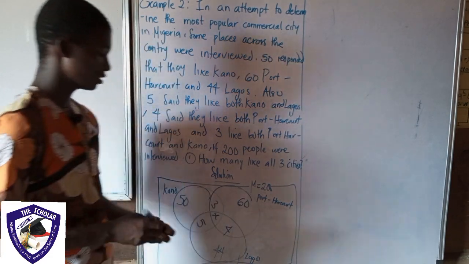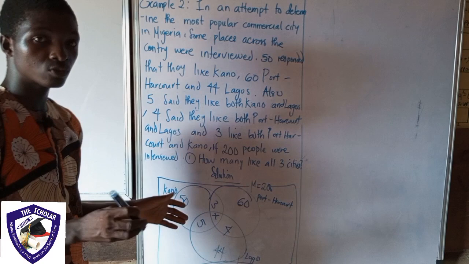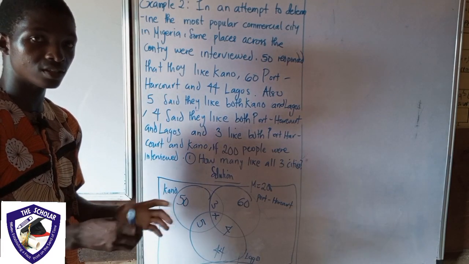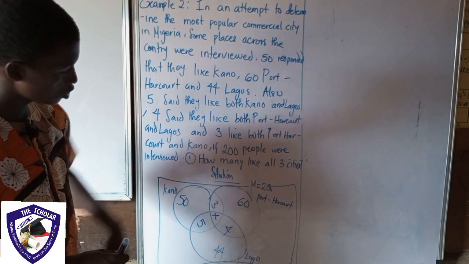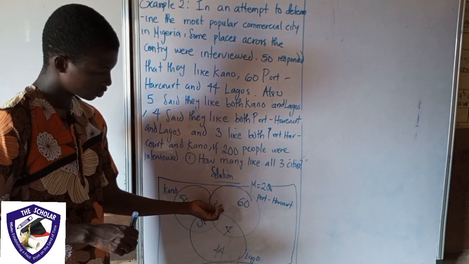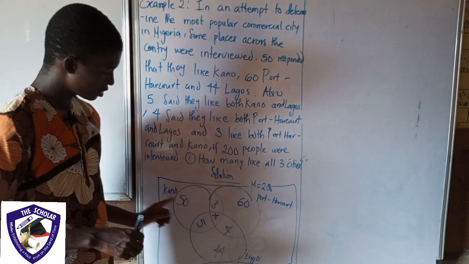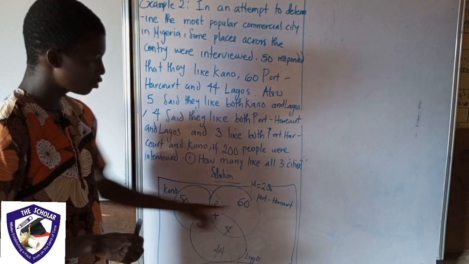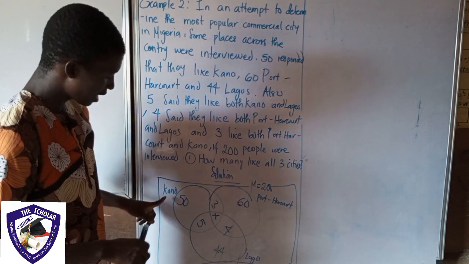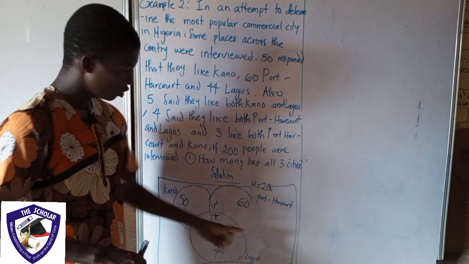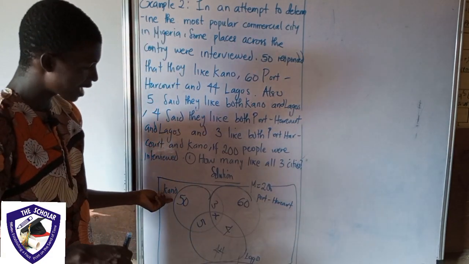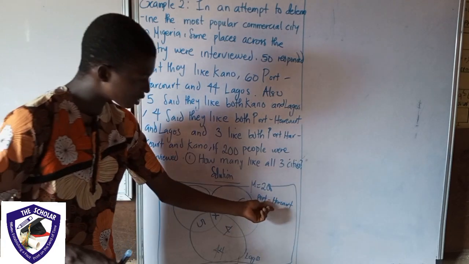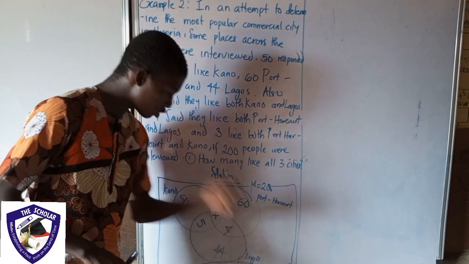That means find X. The way we solve the questions when we have 2 sets in a Venn diagram, that's the same method we are going to apply for this. That means the first thing you need to do is to find those that like Kano and Port Harcourt only, those that like Kano and Lagos only, those that like Port Harcourt and Lagos only. Then we move to those that like Kano only, those that like Port Harcourt only, those that like Lagos only.